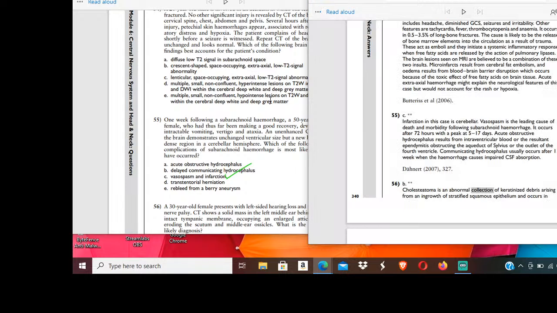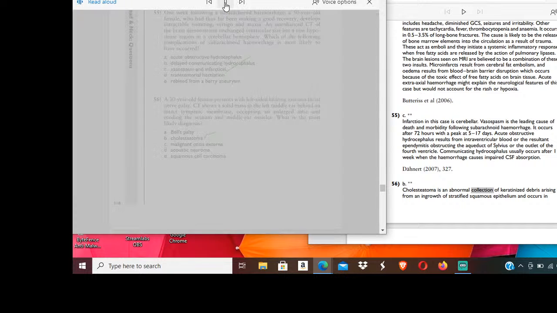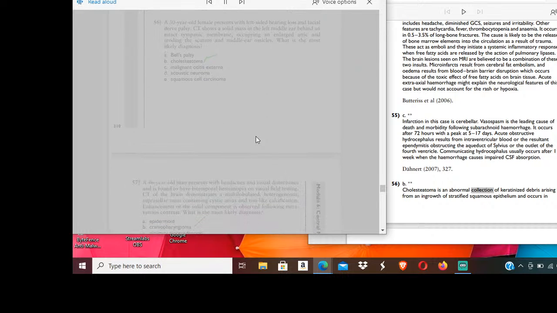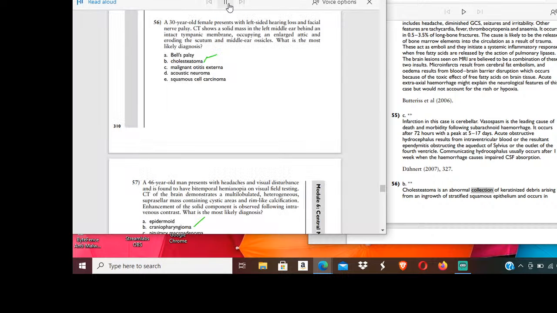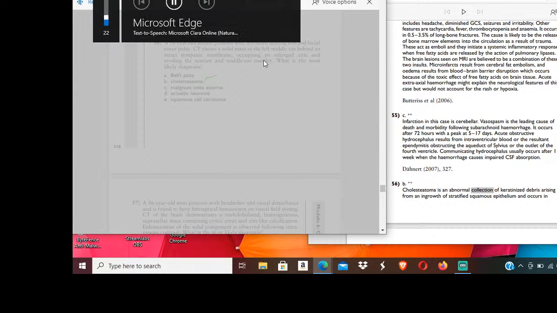56. B. Cholesteatoma is an abnormal collection of... 55, 1 week following a subarachnoid hemorrhage, a 50-year-old female, who had thus far been... C. Vasospasm and infarction. D. Transtentorial herniation. E. Rebleed from a berry aneurysm.